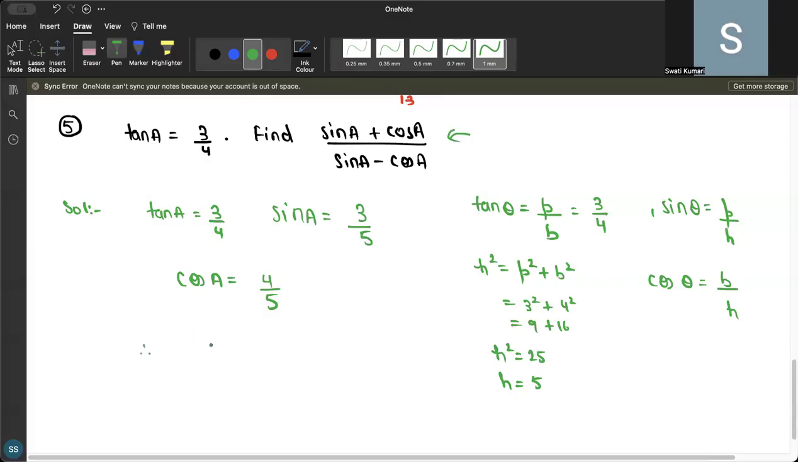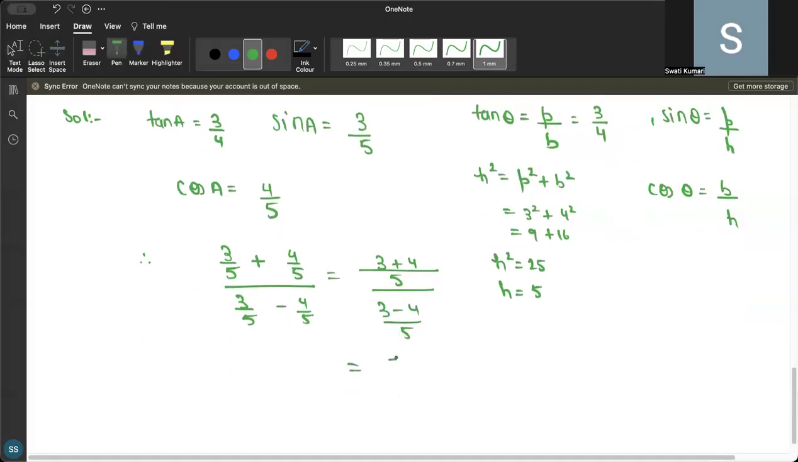So therefore, 3 by 5 plus cos A, 4 by 5 upon sine A, that means 3 by 5 minus 4 by 5. So if you simplify the top part, it is 3 plus 4 by 5. And if you simplify the bottom part, it is 3 minus 4 by 5. That is nothing but 7 over 5 divided by minus 1 over 5, right? So if you simplify it, 7 by 5 times 5 over minus 1. So 5 will get cancelled and it is minus 7.